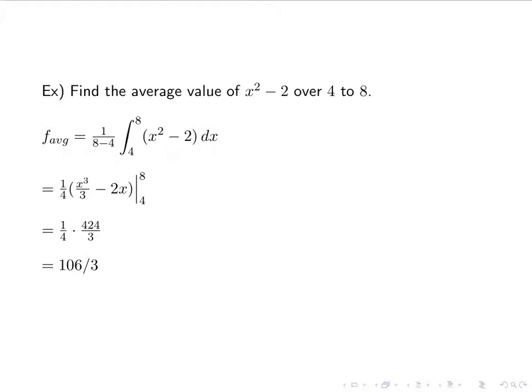Okay, so we've done work. We've done average value. So try them out, make sure it makes sense, and let me know if you have any questions. Thanks.